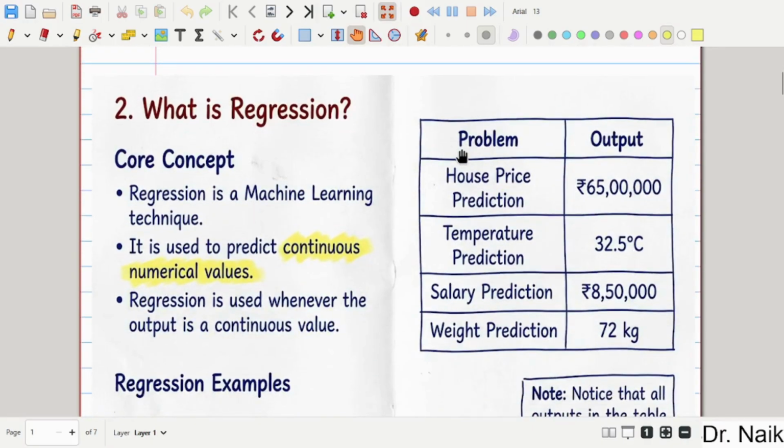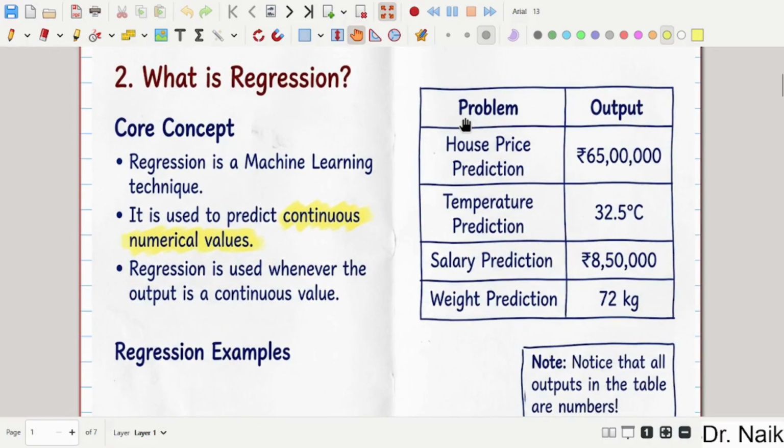What is a regression? Regression is a machine learning technique and it is used to predict continuous numerical values. Regression is used whenever the output is a continuous value.